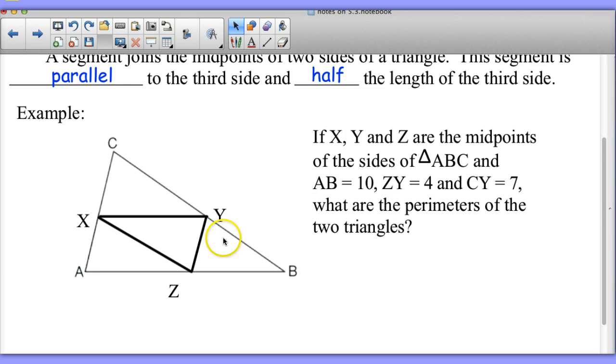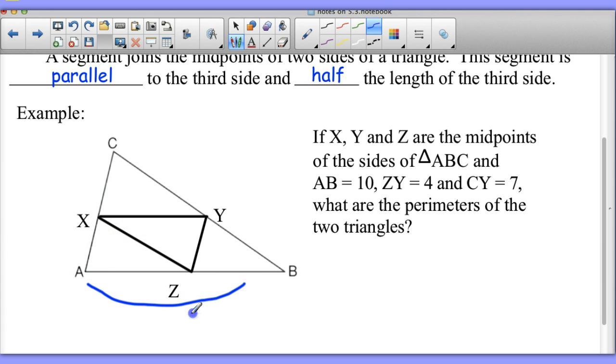It says X, Y, and Z are the midpoints of the sides of triangle ABC. It says that AB is 10, so this entire segment here would be 10. And because Z is a midpoint, I know that AZ is 5 and BZ is 5. Then we're told that ZY is 4, so that means that this is 4. Well, I know that ZY is supposed to be half the length of the third side of the triangle, so it's going to be half of this length, so this would be 8. And X is a midpoint, so we've got 4 and 4.